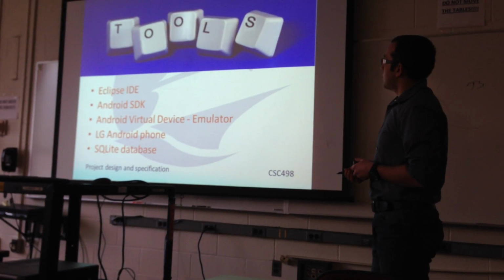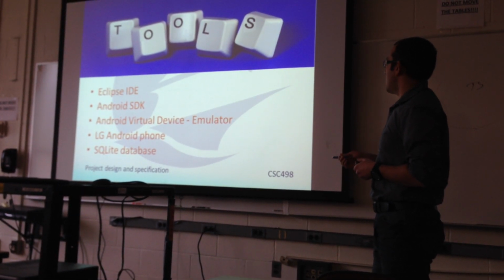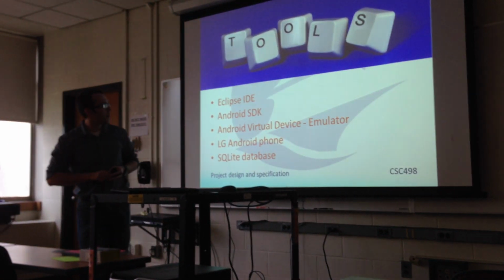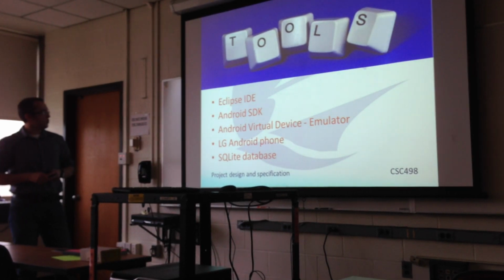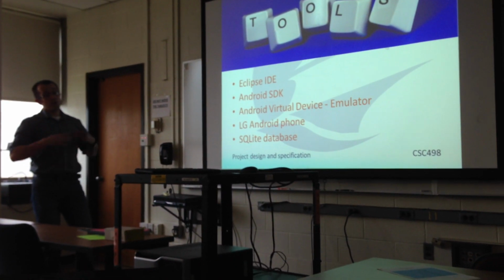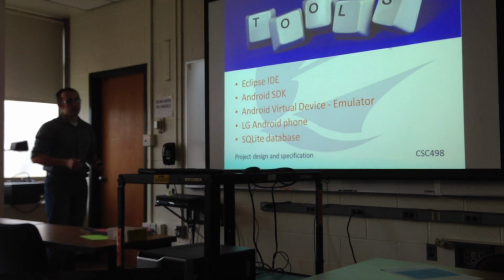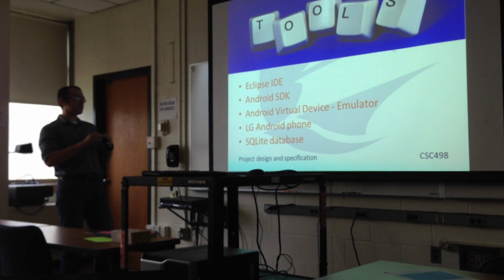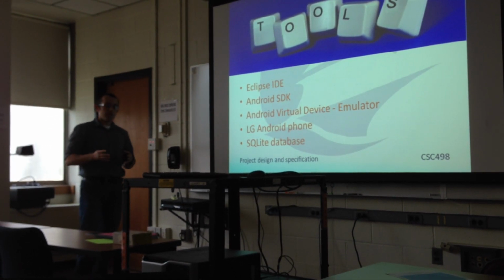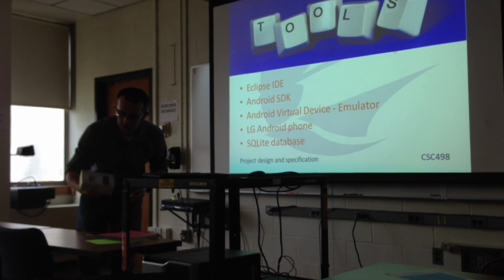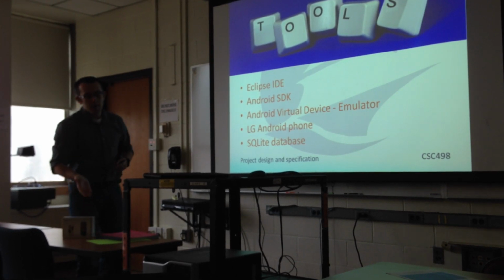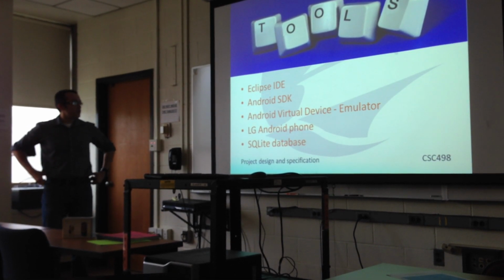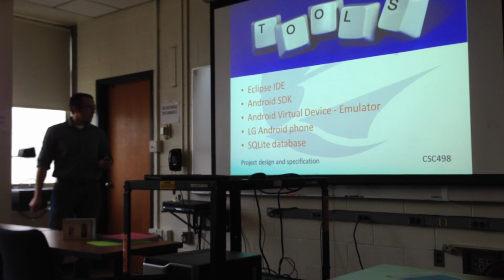Android software development kit, Android virtual device emulator, and the LG Android phone, which I will only need if I decide to implement a picture option in the application. It's when you go to the property and this is a living room, and you take a picture of the living room and store it in a section of your application that contains pictures. Then I have to use an actual phone, which I have. It's an LG Android phone, and I will use it in case I have to test this feature, since the Android emulator doesn't support the camera option. And the SQLite database.